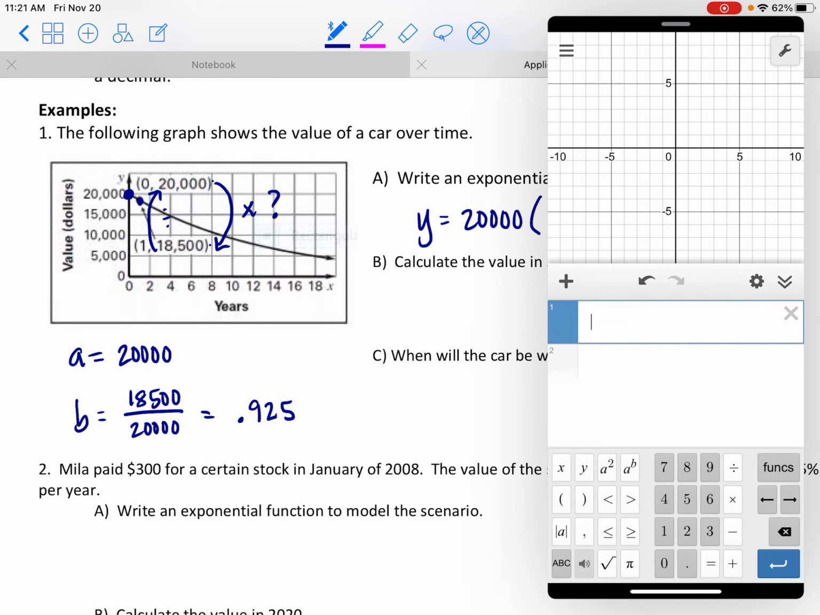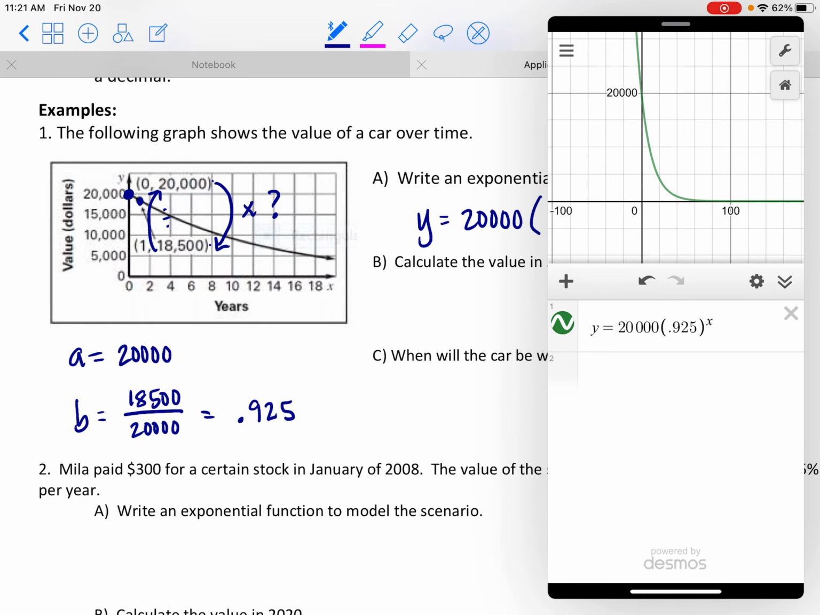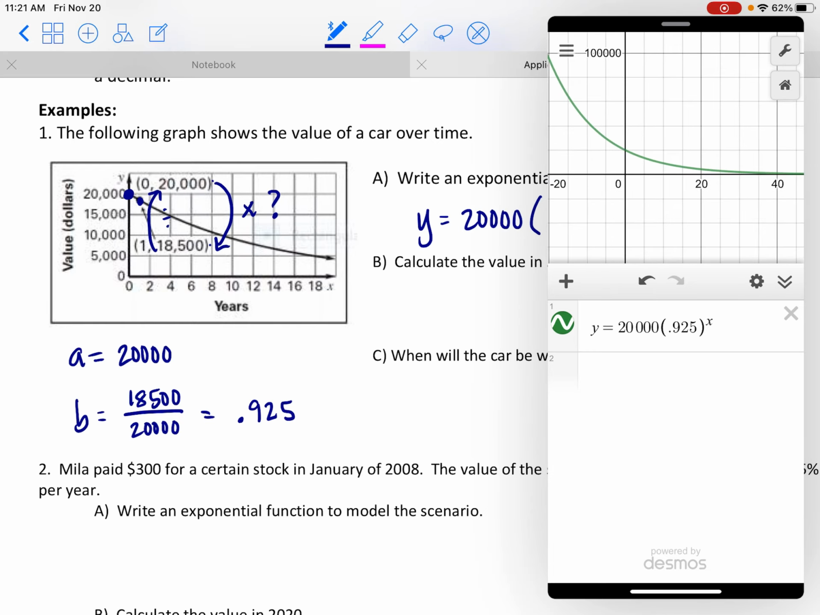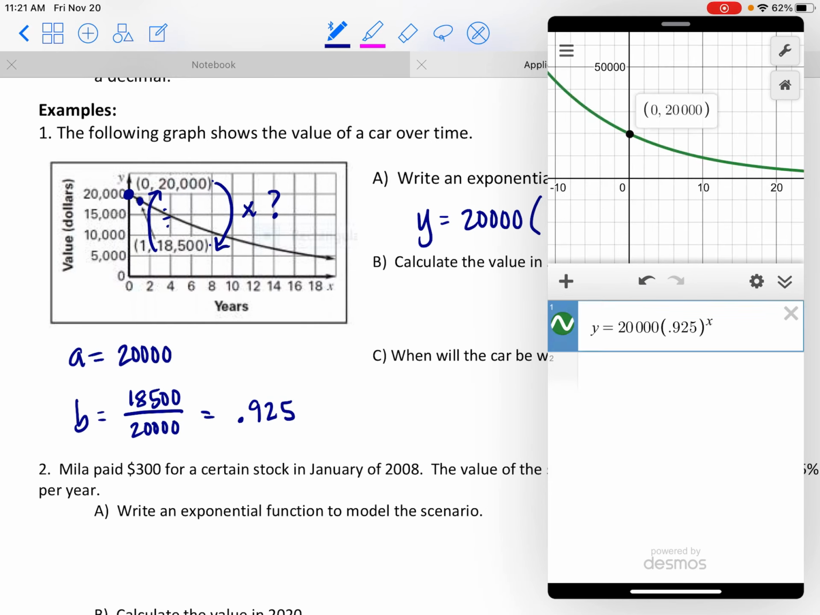Let's go ahead and graph it and make sure the picture looks like what we have on our paper. Starting at 20,000, and then multiplying by 0.925 raised to the x power, and nothing is showing up here. That's because this graph is way, way, way up here at 20,000. So if I was to stretch this out, because my graph is pretty stretched. Alright, so it looks something like that, and we can see this graph is starting at 20,000.